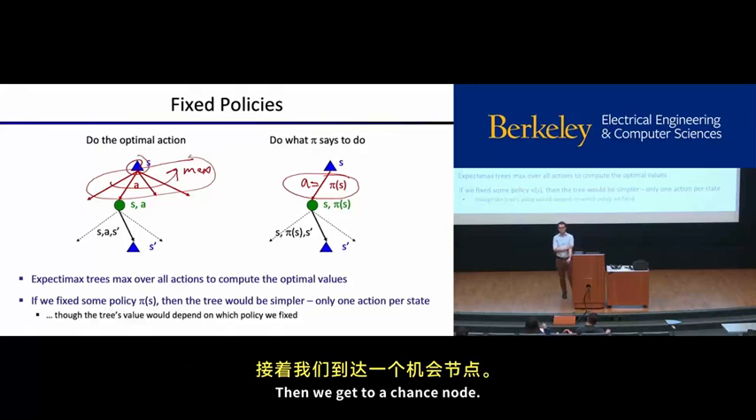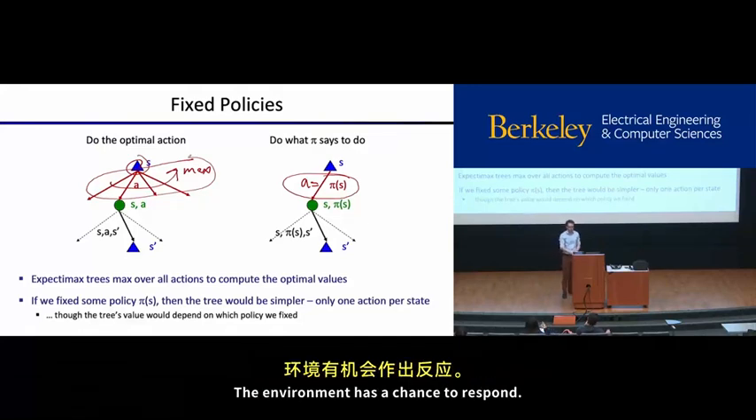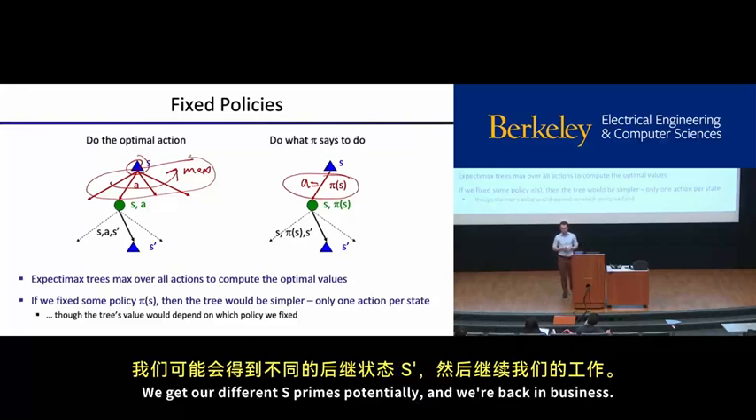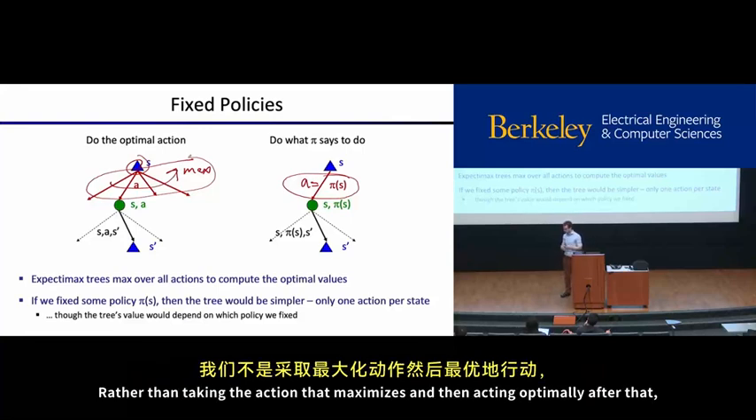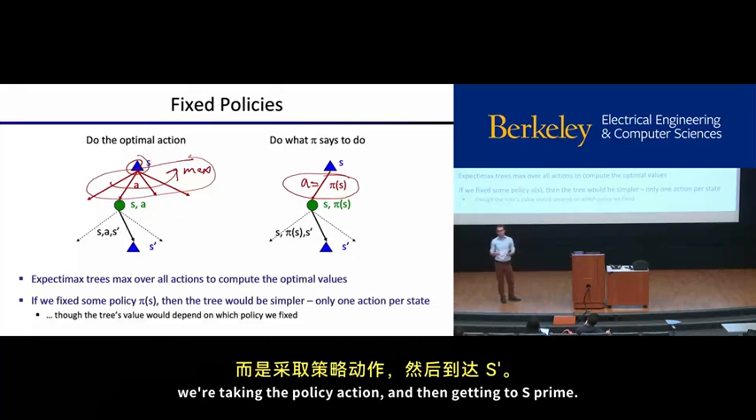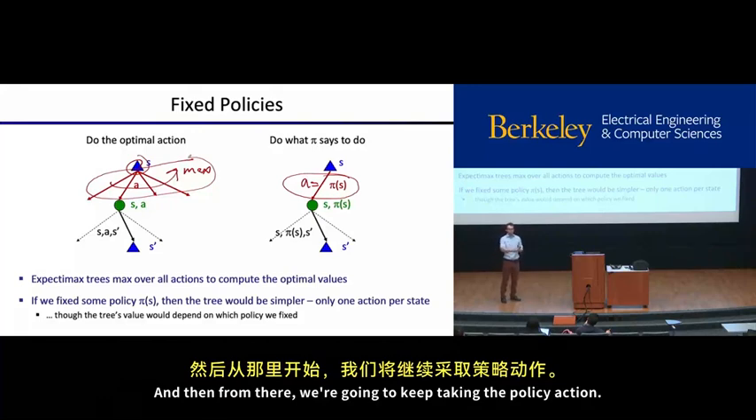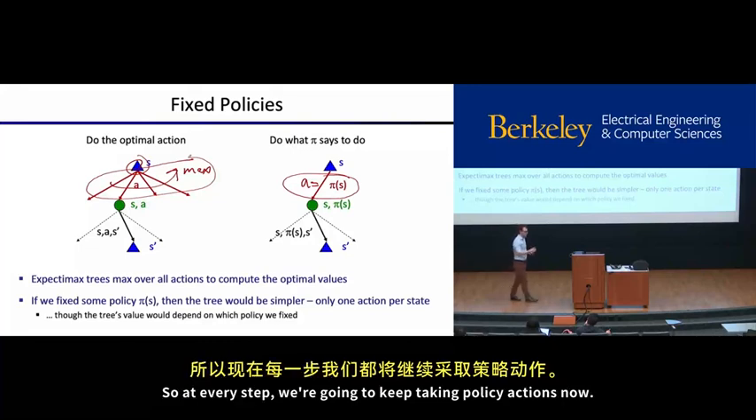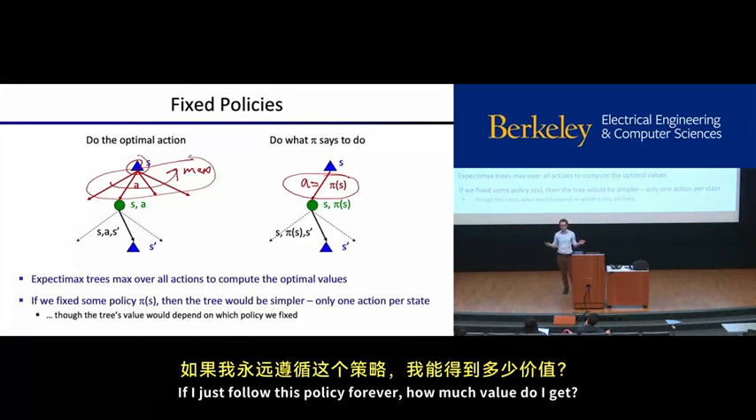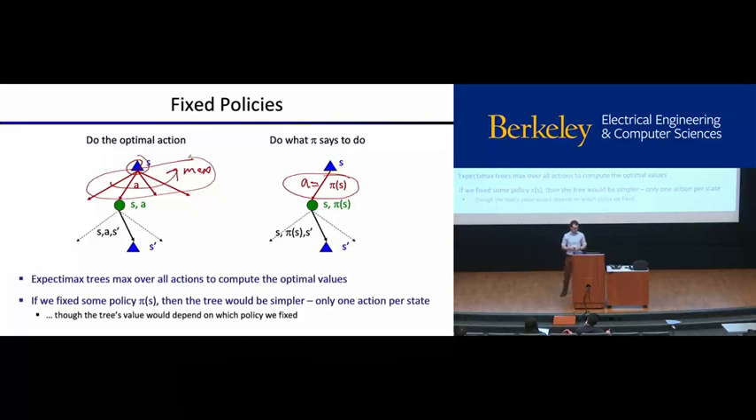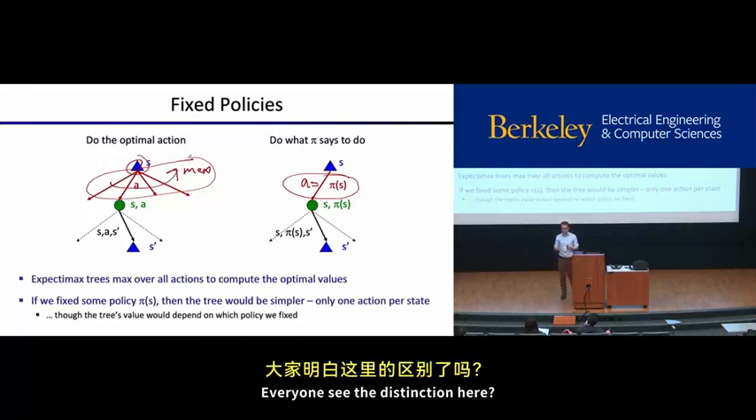Okay? Then we get to a chance node. The environment has a chance to respond. It does its whole expectation thing. We get our different S primes potentially, and we're back in business. But what we would do from that next state is the same thing. Rather than taking the action that maximizes and then acting optimally after that, we're taking the policy action and then getting to S prime, and then from there we're going to keep taking the policy action. So at every step we're going to keep taking policy actions now. Because what we want to know is, what's the value? If I just follow this policy forever, how much value do I get? Okay? Everyone see the distinction here?